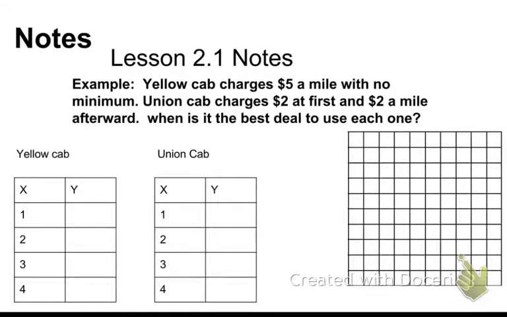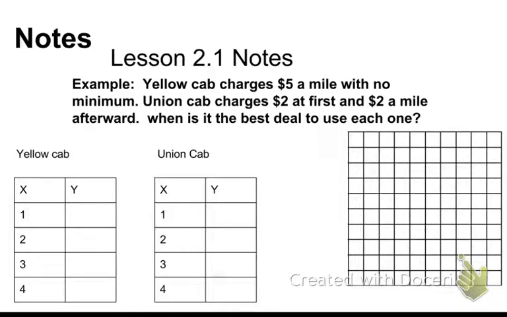The example I'm giving you is cab fare. The Yellow Cab charges $5 a mile with no minimum, and Union Cab charges a $2 fare at first, and then a $2 a mile fare after that. When is it the best deal to use each one? Well, let's go ahead and first make an equation.